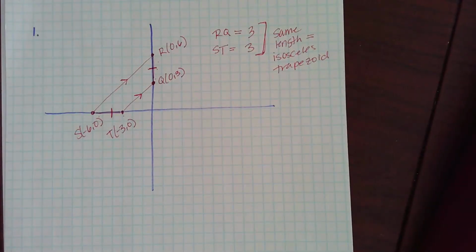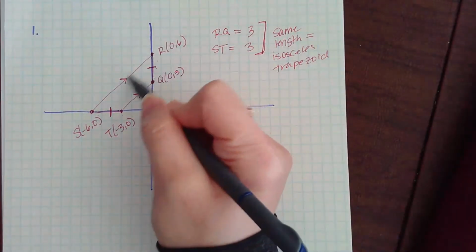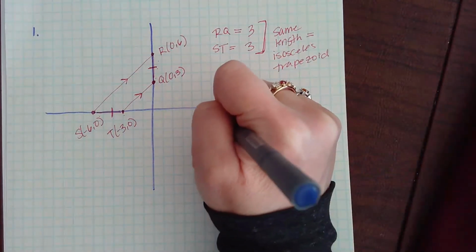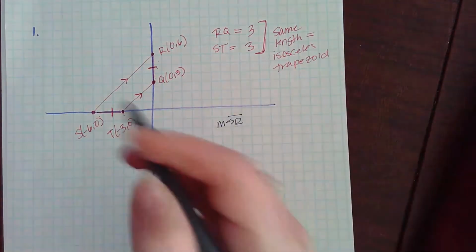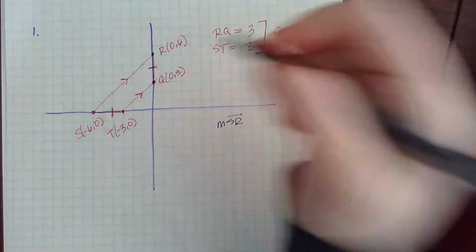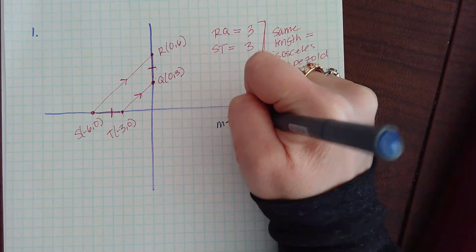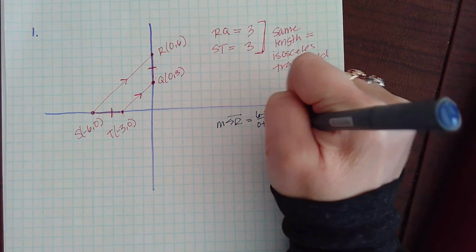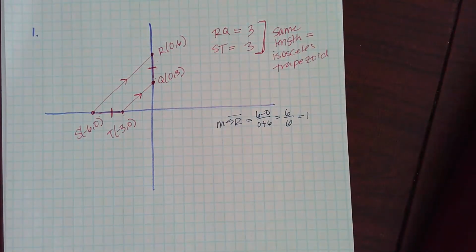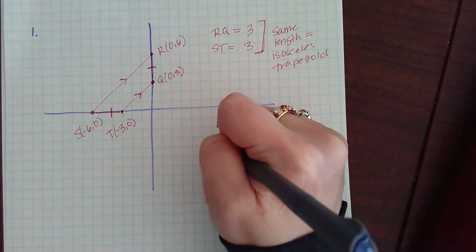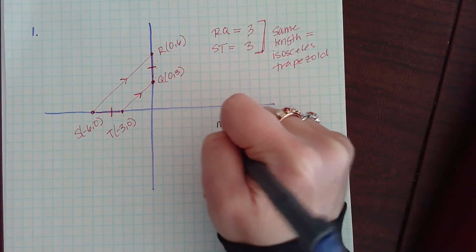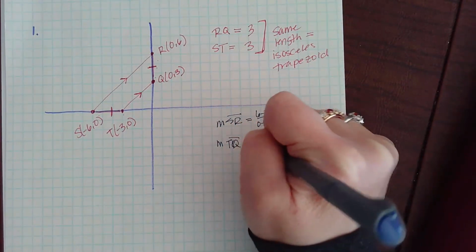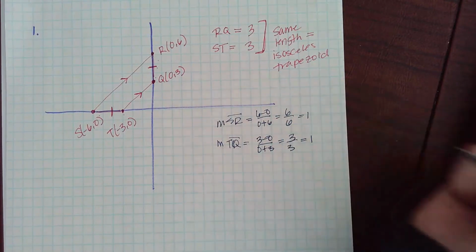If you were asked to show that this is a trapezoid, you would have to show that it has one set of parallel sides. So what I'm going to do is the slope of SR. That's here to here. You can use the formula, or you can do rise over run. For whatever reason, I like to use the formula. So I get 6 over 6. I get a slope for SR of 1. I'm going to show that it's the same as the slope of TQ. So the slope for TQ, using my formula, is 3 over 3 equals 1.